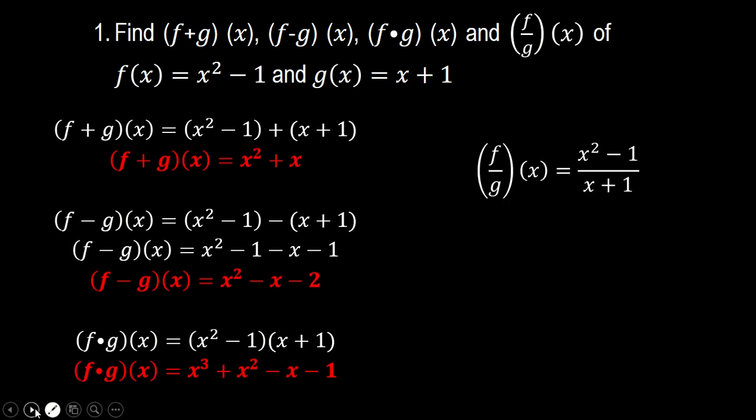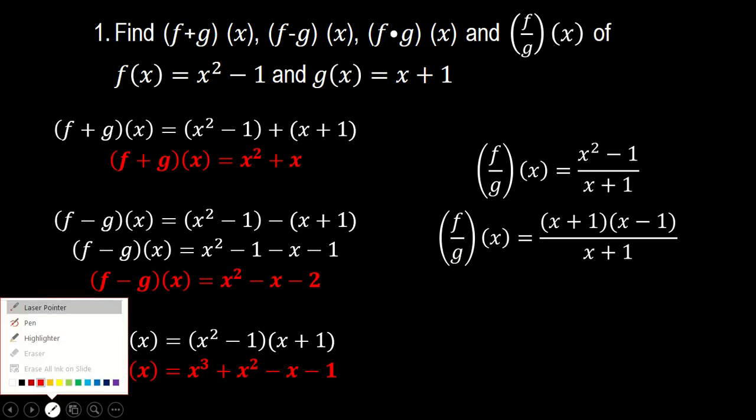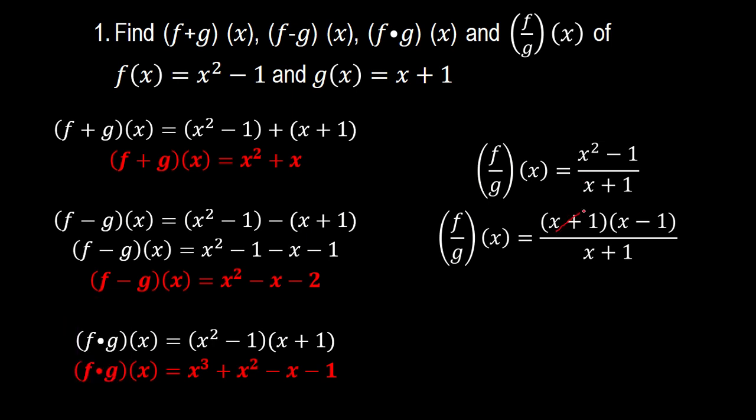And then lastly, for the quotient, we have x squared minus 1 divided by x plus 1. As you notice, we can factor the numerator here. It is a difference of two squares. x squared minus 1, we can express as x plus 1 times the quantity x minus 1. As you observe, there's a common factor of x plus 1. So our answer here is x minus 1. The quotient here is x minus 1.